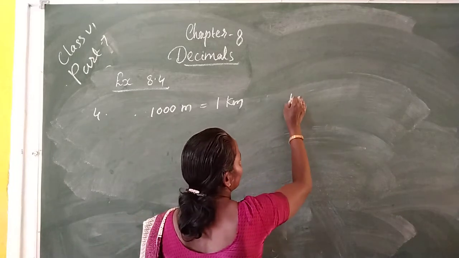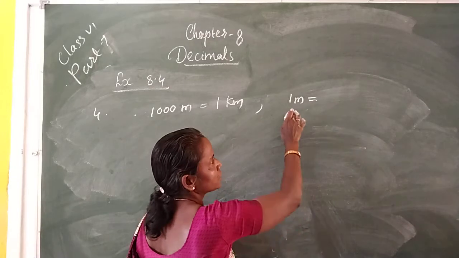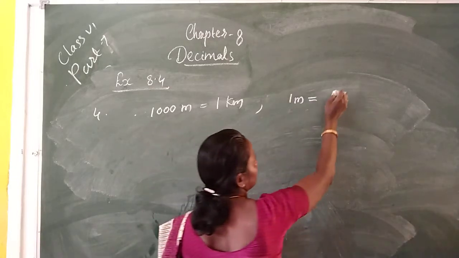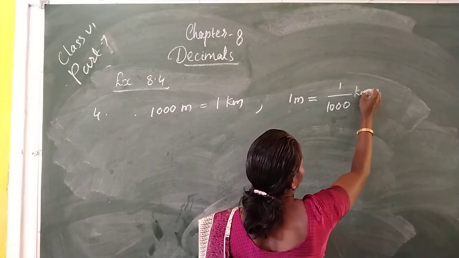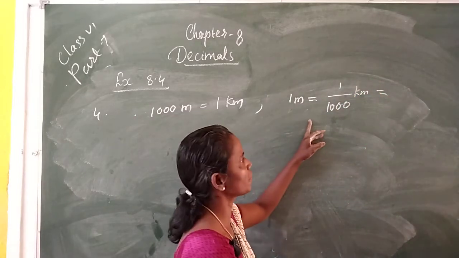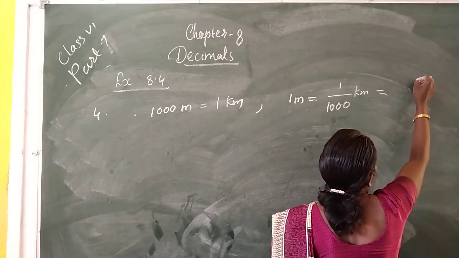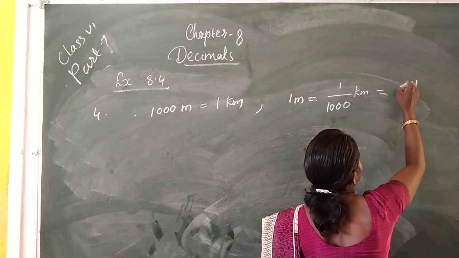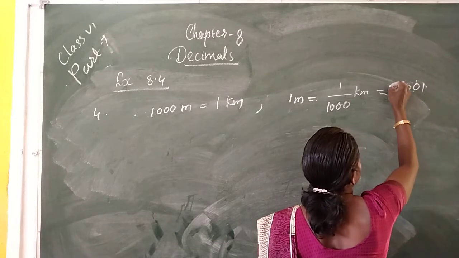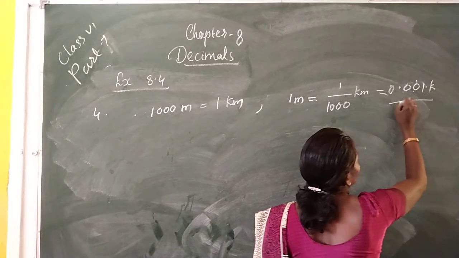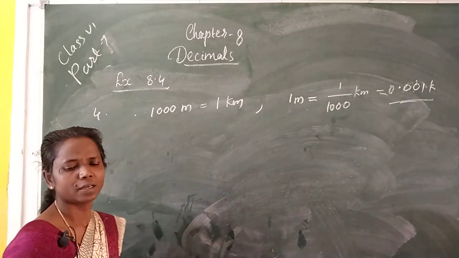So 1 meter is equal to how many kilometer? 1 by 1000 kilometer. This we can write in decimal form. Then how many 1, 2, 3? So 1 after 1, 2, 3 digits before decimal. Then what is the decimal? 0.001 kilometer.